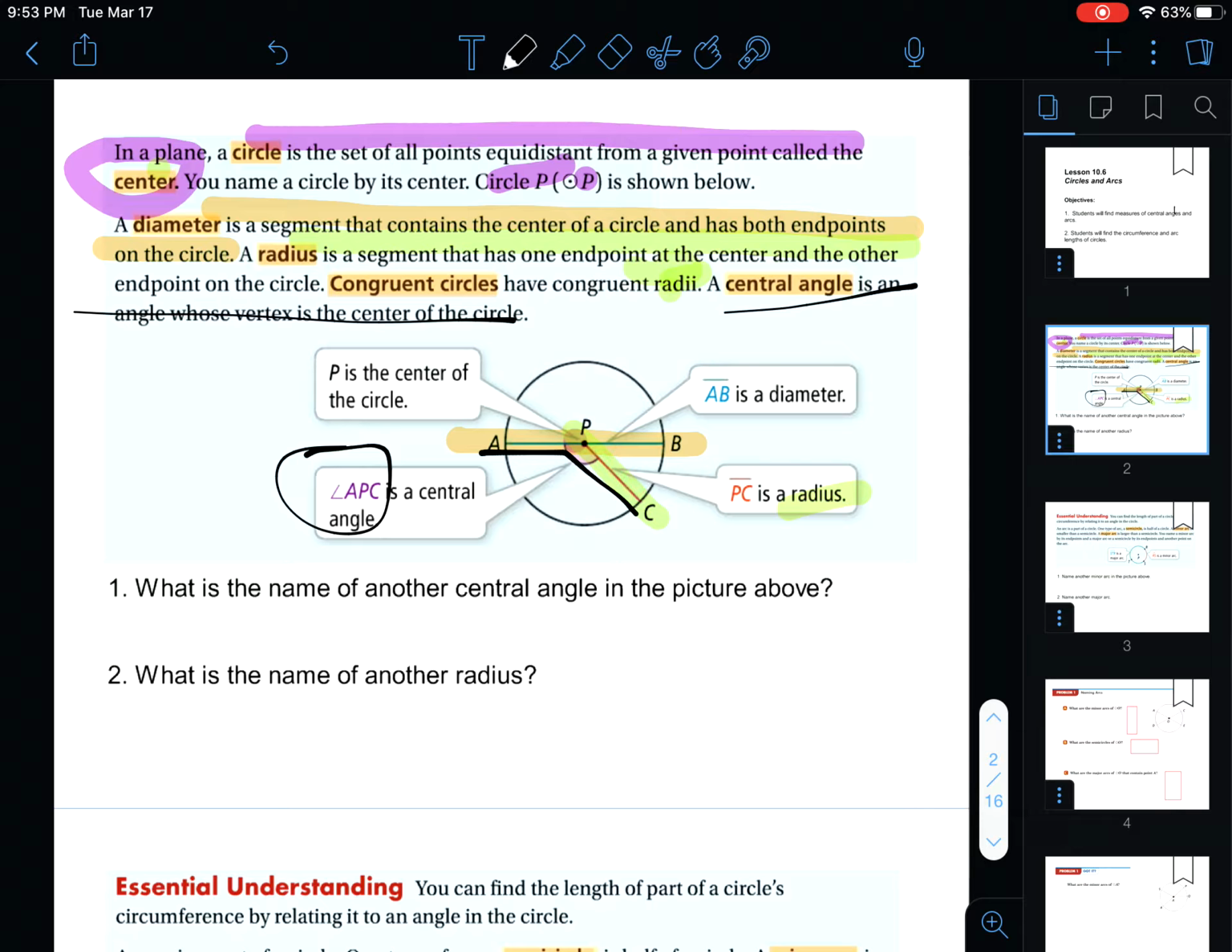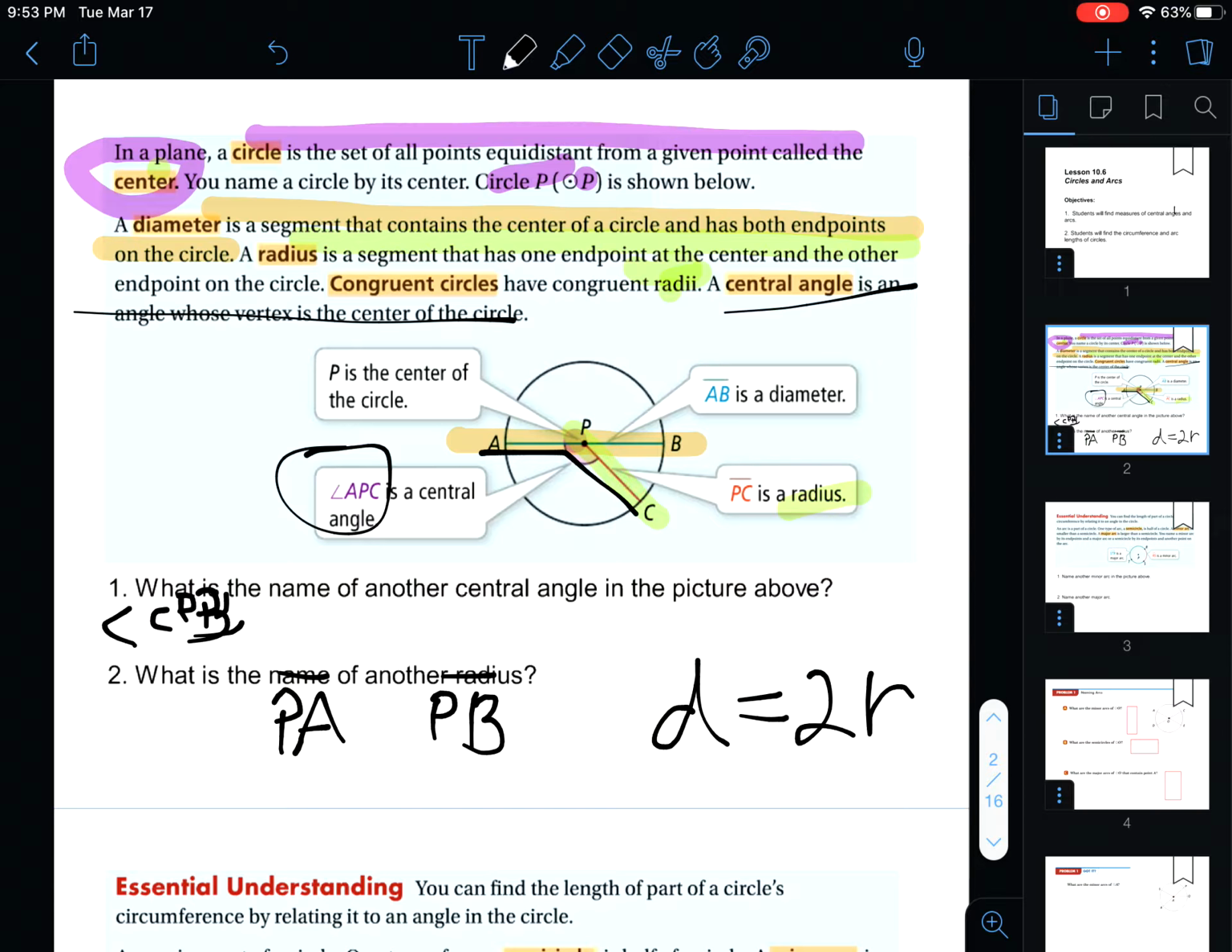So what's the name of another central angle? Yeah, CPB. It's kind of hard to write with this little pen. And what's the name of another radius? Yeah, PA. And that would be a segment, or PB. And it just so happens that PA and PB put together makes the diameter. So we get that diameter equals 2r, 2 times the radius, and those are the lengths of the diameter and the lengths of the radius.